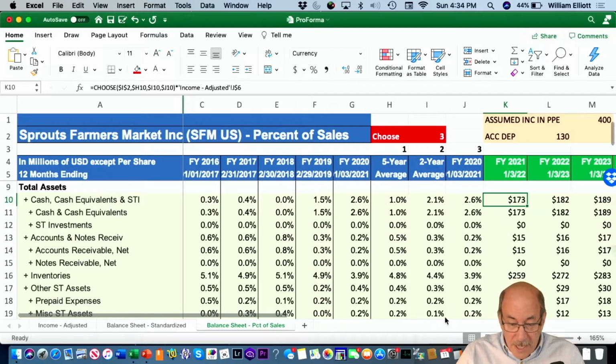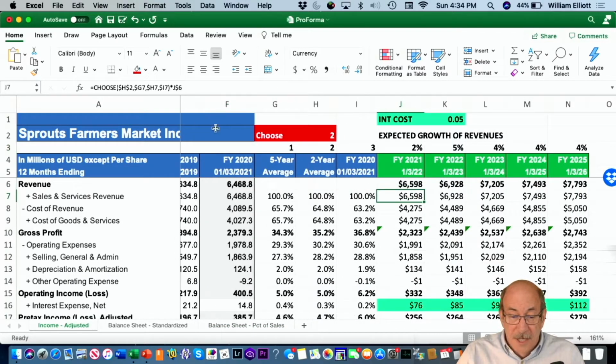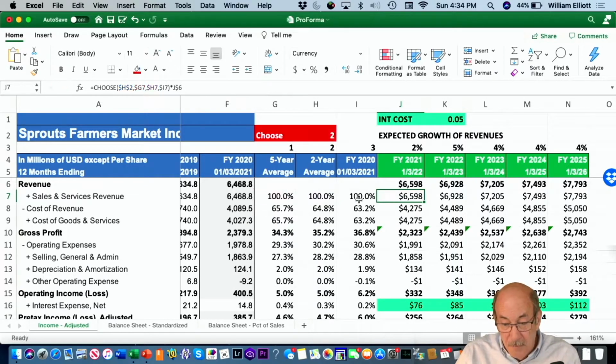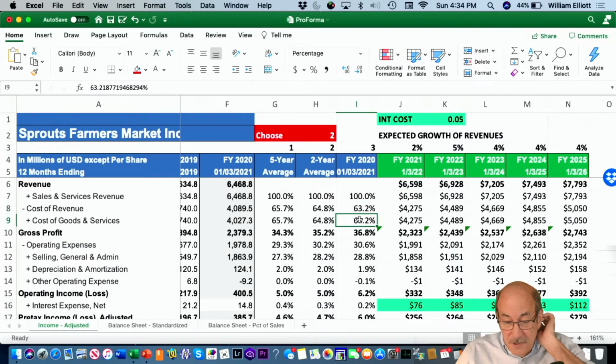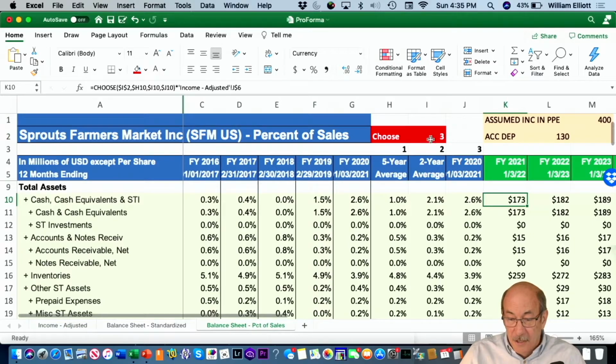All right. And I did the same thing over here on the income statement. So you'll see that there's my CHOOSE function right here. And again, that refers up to this index, and then it just picks either the 5-year average, the 2-year average, or the most recent. And of course, with revenue, that's always 100%. But with these others here, with cost of goods, I've got between 63 and almost 66% here. So I can swap that around pretty easily. And this particular one, I've just picked 2. I picked the 2-year average. In the balance sheet, I picked the most recent.